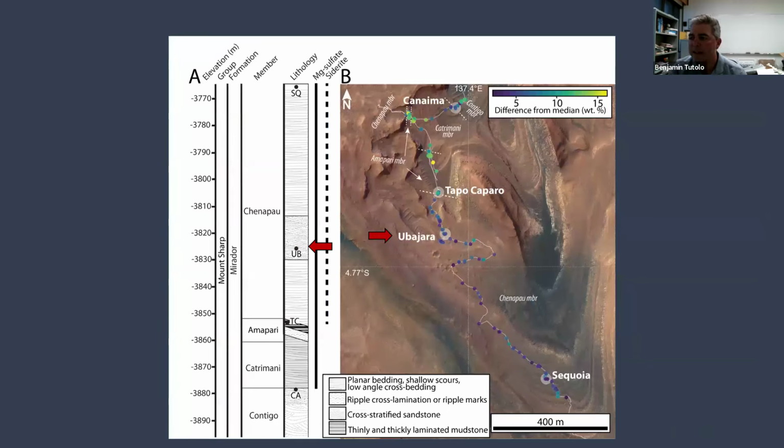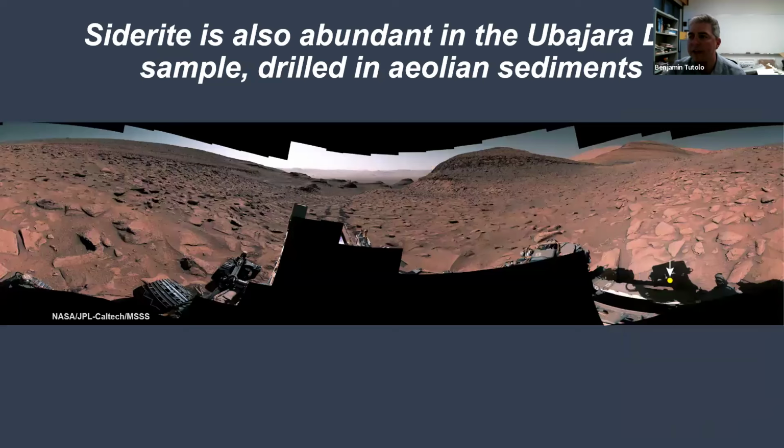Going further up section to the Ubajara sample, we were able to again identify a location. This time we had transitioned into aeolian sediments, sediments that were deposited by wind-blown sediments in Gale crater. So this is again an image of the drill site. The drill site unfortunately is in shadow in this image, but you can see again, if you look at the detailed stratigraphy here, that these are aeolian sediments.